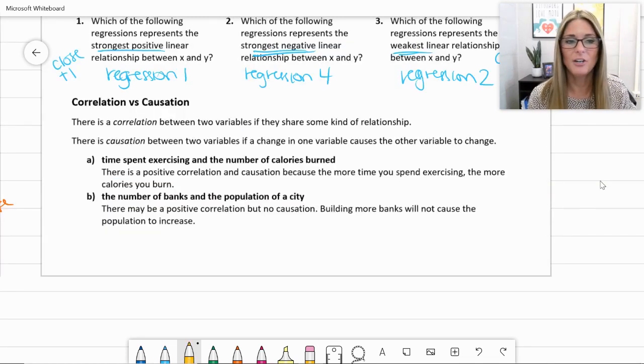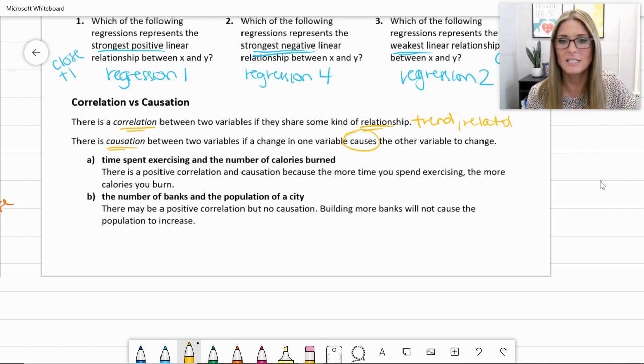And the very last thing on our notes is determining correlation versus causation. You've got a variety of questions that I've put on Delta Math for you. A correlation we've been talking about is when there is just some kind of relationship, some kind of trend. They are related. But then causation, just like it sounds, is when one variable causes the other to change. So I've got 2 quick examples for you to see how they're related.